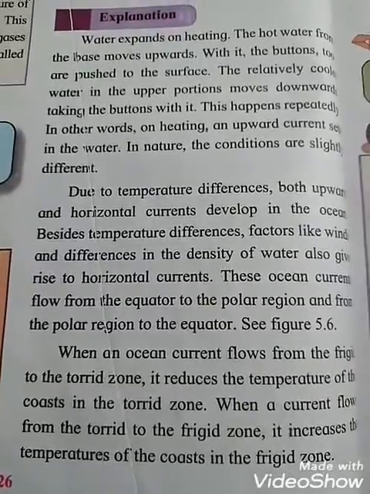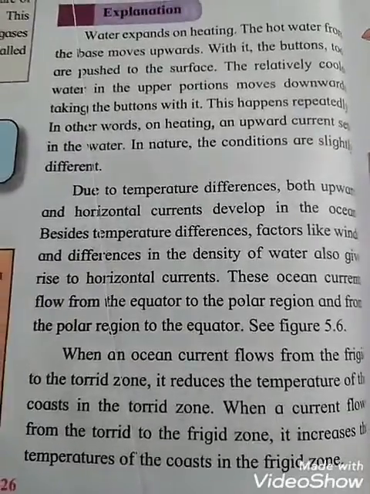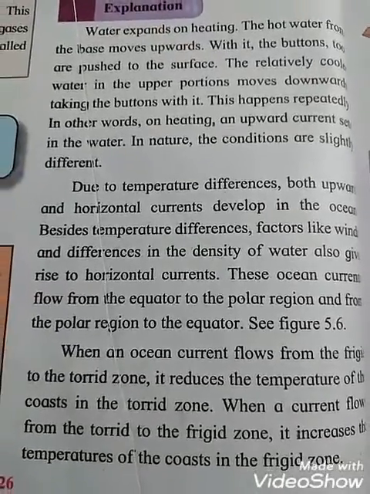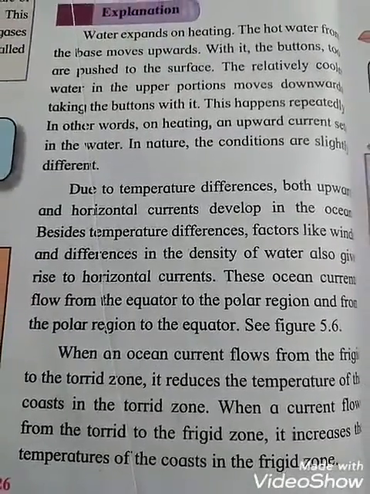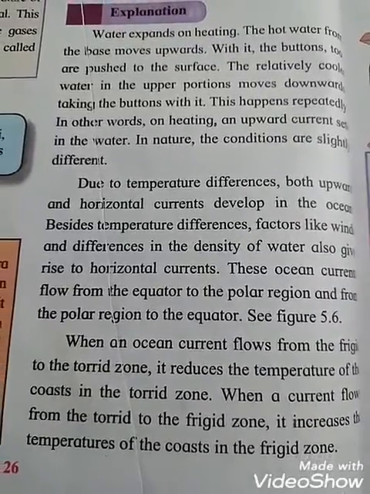Okay, students, that means when currents flow from the frigid to the torrid zone, it will reduce the temperature of the coastal torrid zone. And when the current flows from the torrid to the frigid zone, it will increase the temperature of the coast in the frigid zone. Understood, students? So these are the differences.